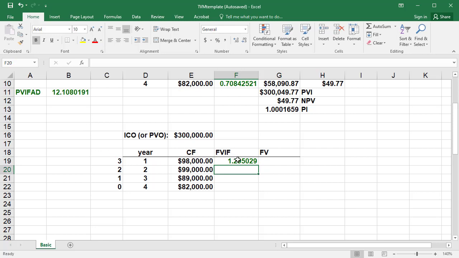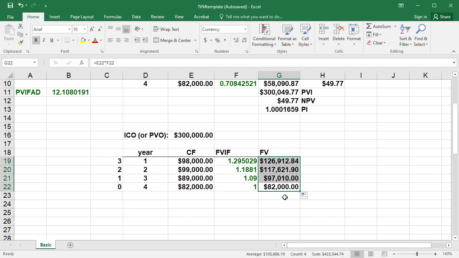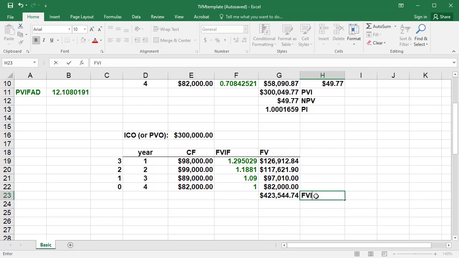And if I set this up correctly, I should be able to fill the rest of these. And if I've done it right, this last one will be 1.0, and it is. Then to calculate the future values, we just say each of the cash flows times their future value interest factor. And you can fill the rest of these. You can fill up as well as down. So here are all the future values. Use my auto sum to figure out the total future value. I'm going to label this future value of cash inflows, FVI.